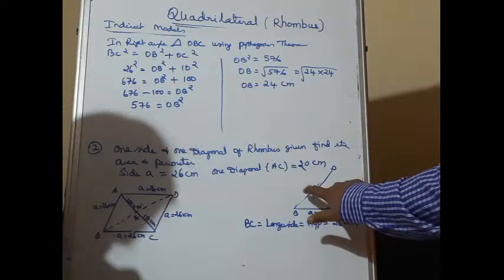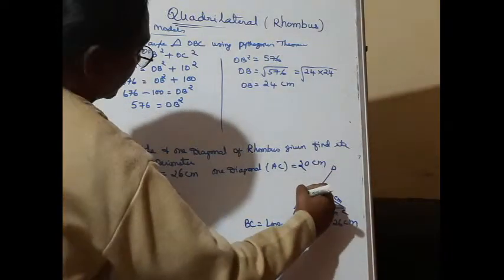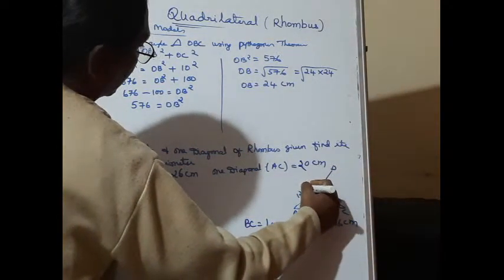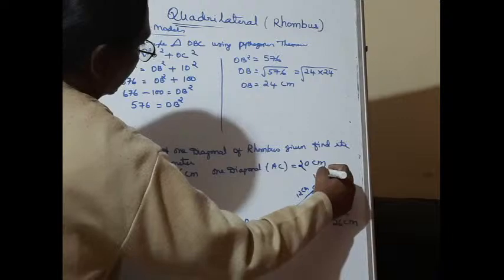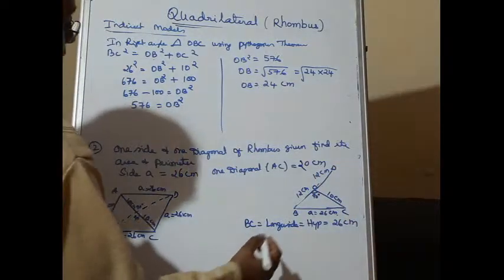So put here 12 and put here 12. And let BD equal to 12. BD equal to 12.